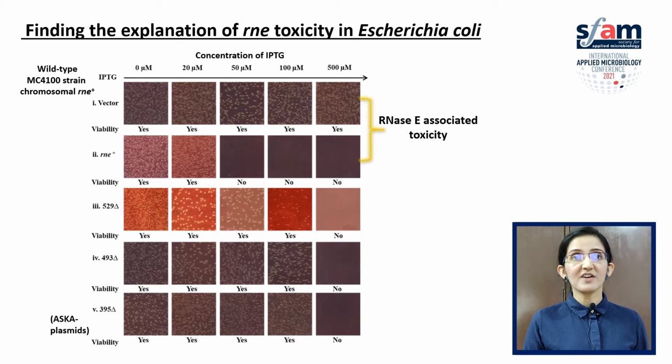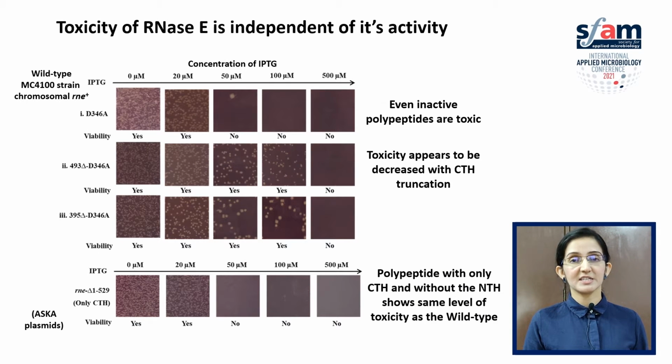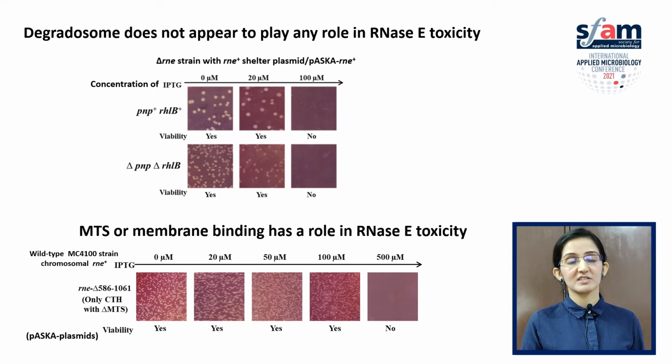Surprisingly, toxicity of RNA-Z is independent of its activity, as even catalytically inactive polypeptides are toxic. This toxicity also decreases with CTH truncation. The CTH by itself also confers toxicity at 50 micromolar IPTG, which is equivalent to the toxicity conferred by full-length RNA-Z. This made it clear that the C-terminal half is responsible for toxicity, and so the components of CTH were further tested.